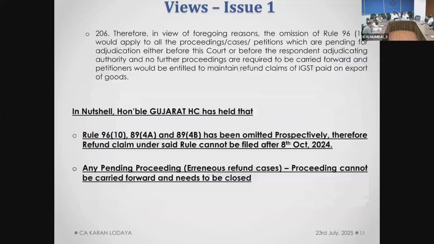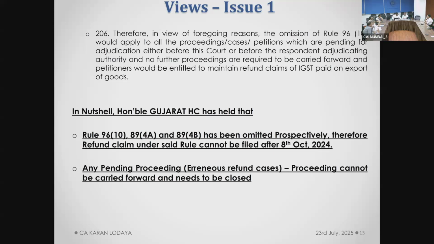Now we go to the last one, assuming they give erroneous, what is the quantum? So in a nutshell, the Gujarat High Court stated that 89(4)(b) is a prospective amendment, but any proceedings pending in case of erroneous refund are deemed to be closed. This was the precise observation of the High Court.